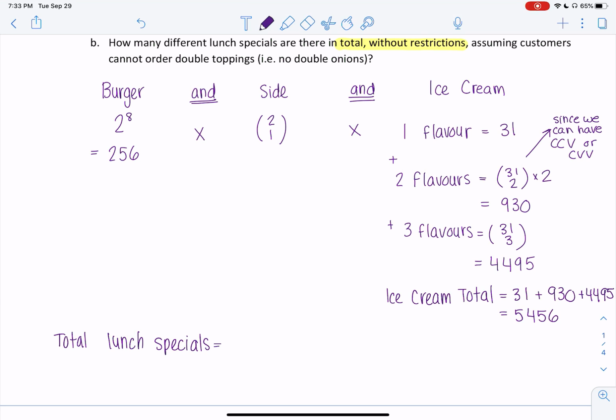Now remember, I have a burger and a side and the ice cream, so I multiply them. So I have 256 multiplied by 2 choose 1, which is just 2, multiplied by our 5,456, which gives us 2,793,472 options.